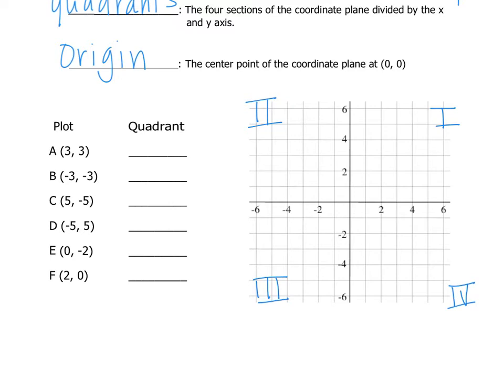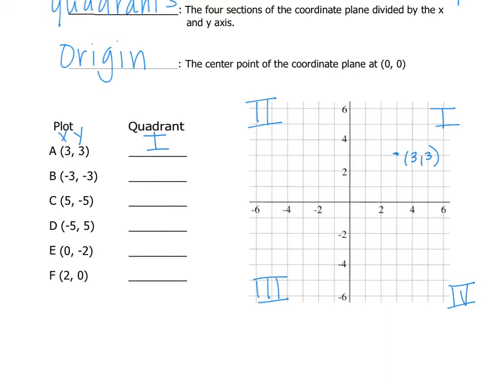So what we're asked to do right here is A, we want to plot the point (3, 3) and determine what quadrant that's in. So let's take a look at where (3, 3) would be. This is always going to be your x, and this is always going to be your y. So our x is over 3, so we're right here, 1, 2, 3. And we're up 3, 1, 2, 3, right here. So this is our point, and that is our point (3, 3). And so that is in quadrant 1.